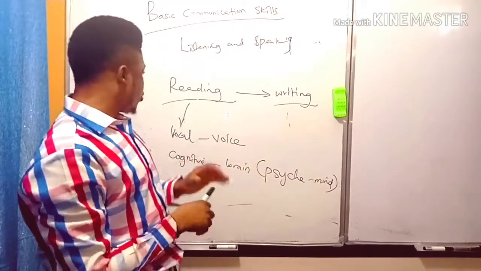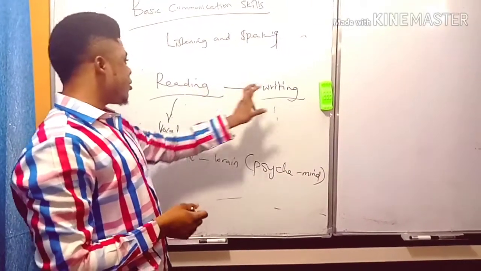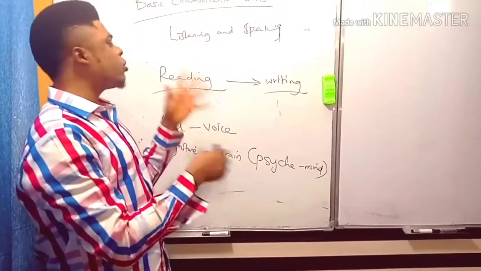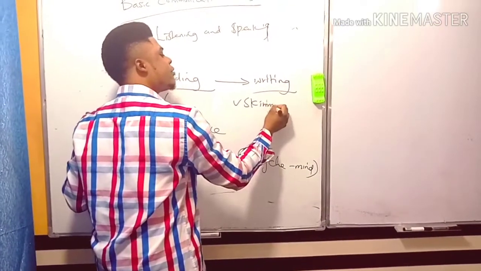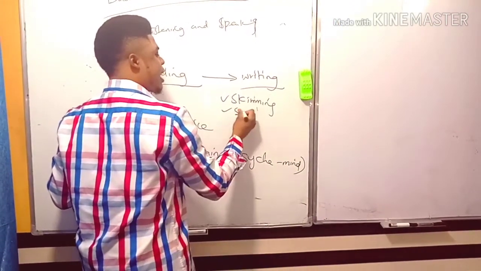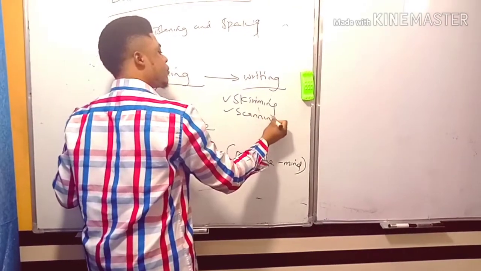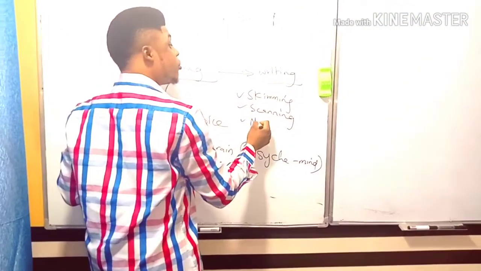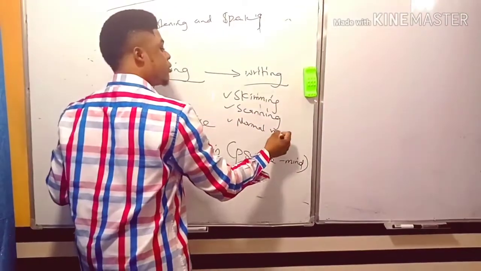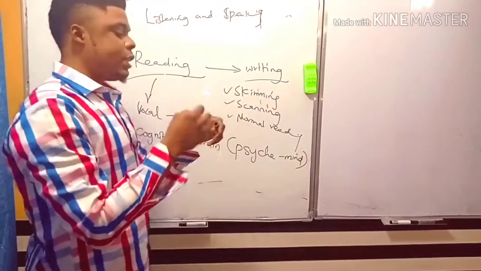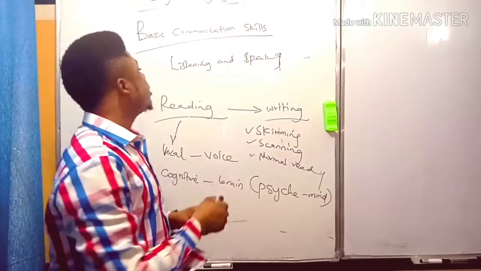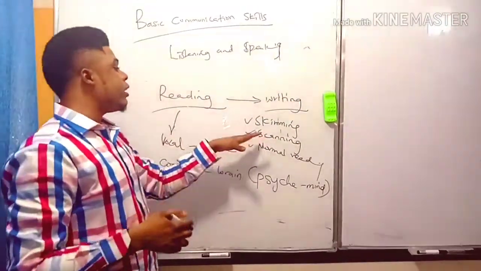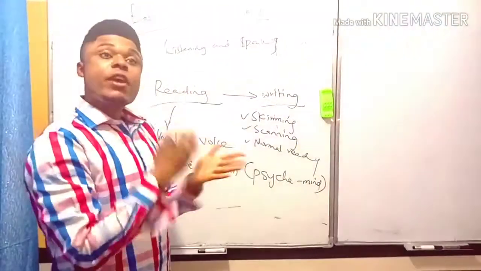I don't want to dwell so much on reading because this is where we're headed: writing. So reading, we have some kinds of reading. We have skimming, we have scanning, we have normal reading, and so forth. What is skimming? What is scanning? Skimming involves a fast form of reading, very, very fast.